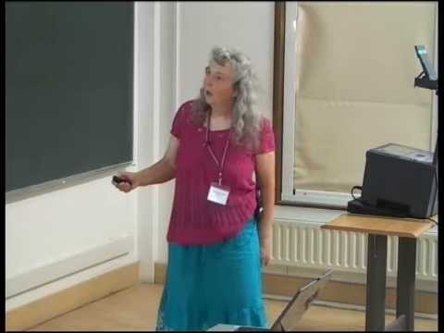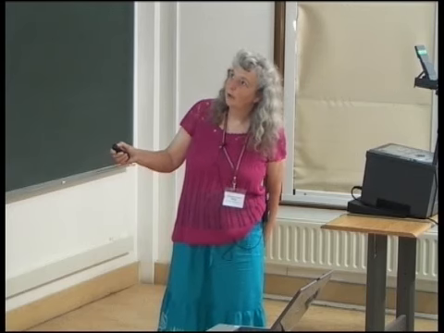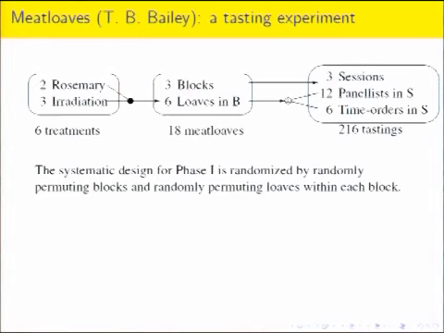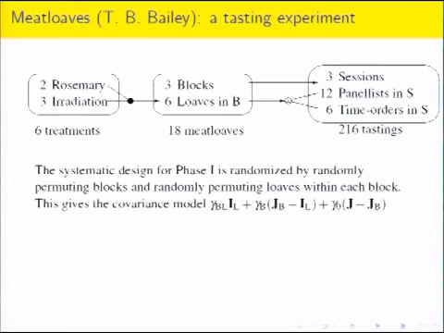So in the first phase, I start off with a systematic design. I randomize it by permuting blocks, permuting loaves within each block. Now, in the first talk, when the conference began, David Cox talked about randomization and how that might link with models. If you have a model which is defined by that randomization, this means you get some variance term everywhere, some covariance for loaves within the same block, and possibly another covariance for things in different blocks.